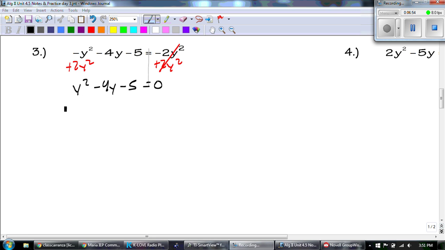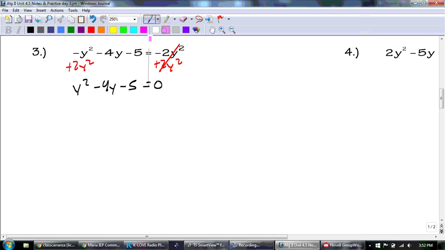Okay, so you should have gotten y squared minus 4y minus 5. Now, once again, I would always check to see, can you factor this? Because we're looking for numbers that multiply to get to negative 5, add to get to negative 4, and we can actually do that.